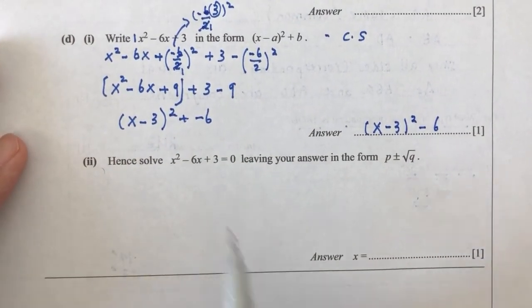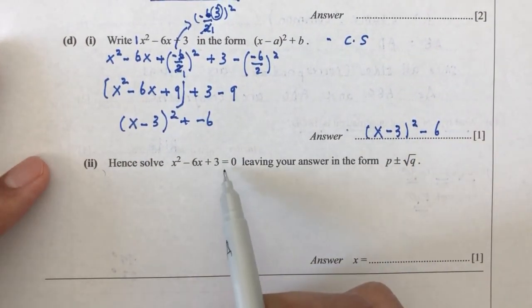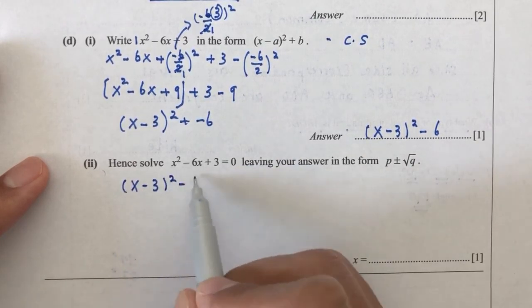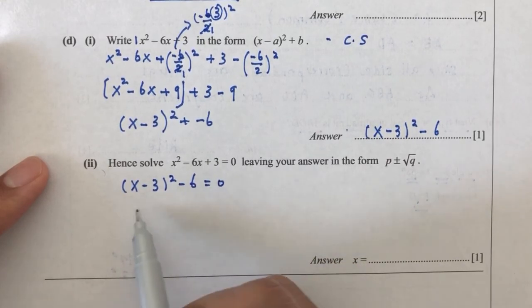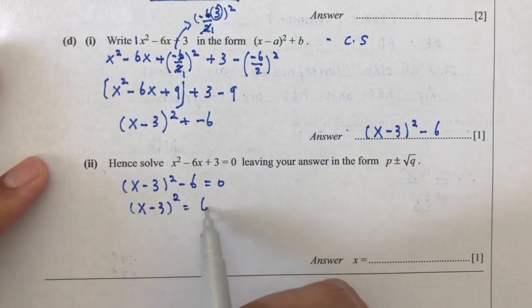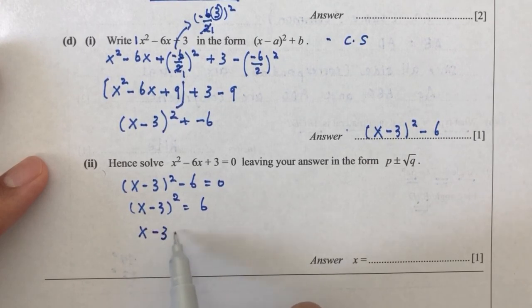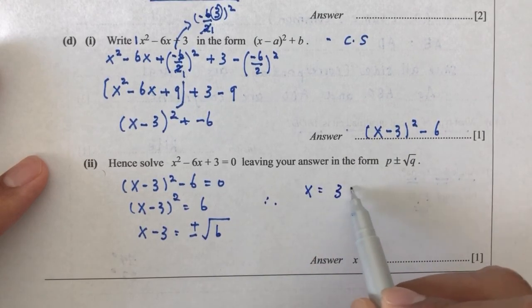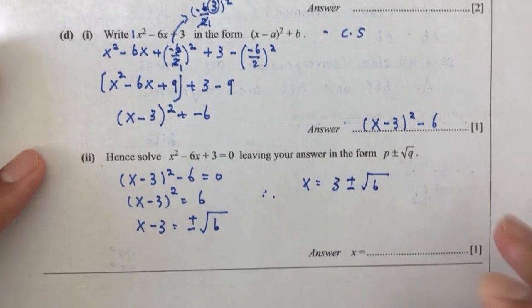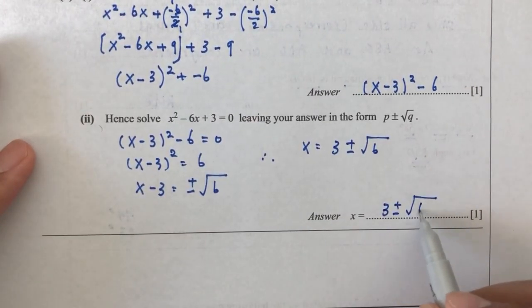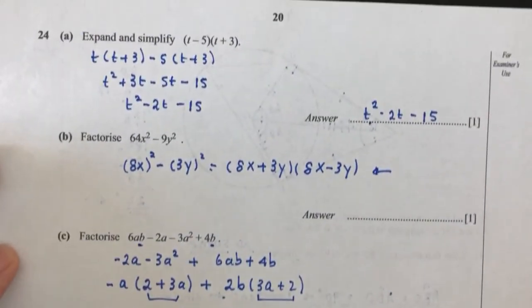Okay, so hence solve the equation. So we have to take this equal to 0. So x minus 3 square minus 6 equal to 0. So x minus 3 square equal to 6. X minus 3 equal to plus minus square root of 6. So x equal to 3 plus minus square root of 6. This will be your answer for part D. And that is question number 24.